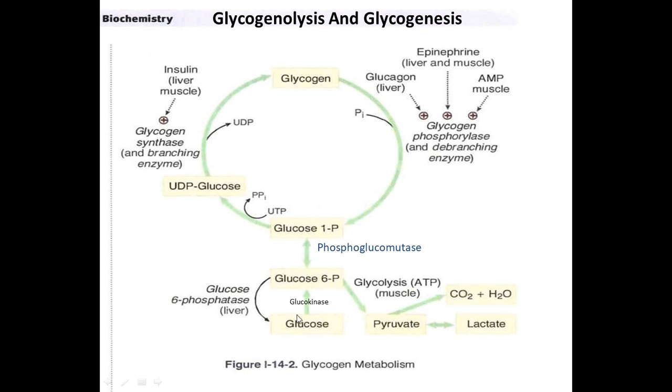And when there is a high glucose level in the blood, the body tends to store some as glycogen. So the first step in glycogen synthesis is the phosphorylation of the glucose residues in the blood by an enzyme, glucokinase.